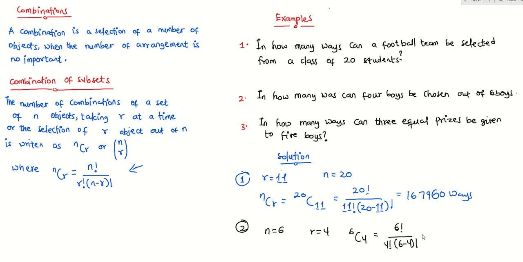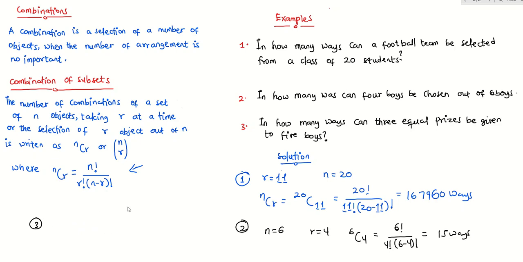So let's see what you're going to get for this also. You have 6 factorial divided by 4 factorial, multiplying 6 minus 4 factorial. This will give us a value of 15 possible ways. So we can say we have 15 possible ways to select 4 boys out of the 6 boys. So let's look at the last question, which says, in how many ways can 3 equal prizes be given to 5 boys?